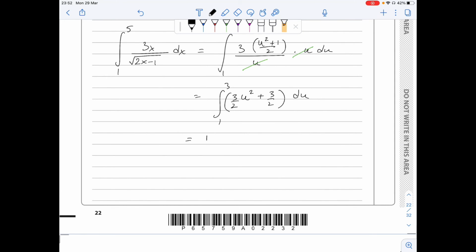This will give me 1/2 u to the power of 3 plus 3/2 u, with limits 1 and 3. If I do the substitution, I will get 27/2 plus 9/2 minus 1/2 plus 3/2, and this will give me 16.